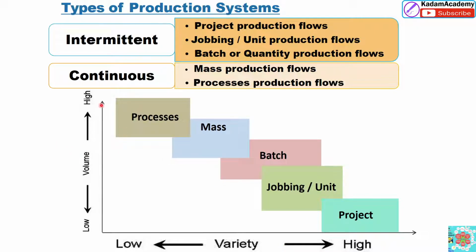Here there is higher volume in process and mass, and after that batch goes on reducing the volume, and variety of product goes on reducing from project to process. That means in the process industry there is low variety of product, but volume is high. Similarly, in mass production the variety is somewhat higher than process, but volume is high. These are the two types, mass production and process production system, we are studying here with their examples.